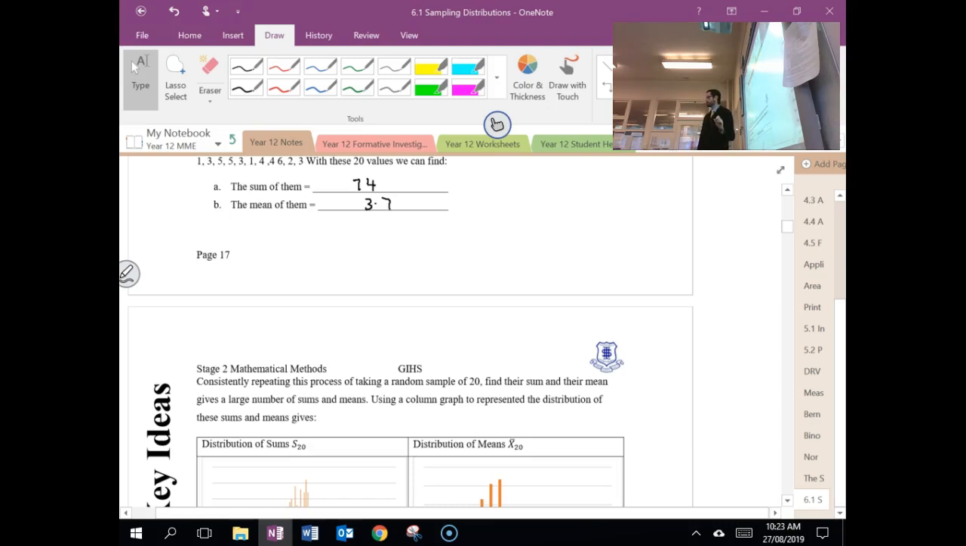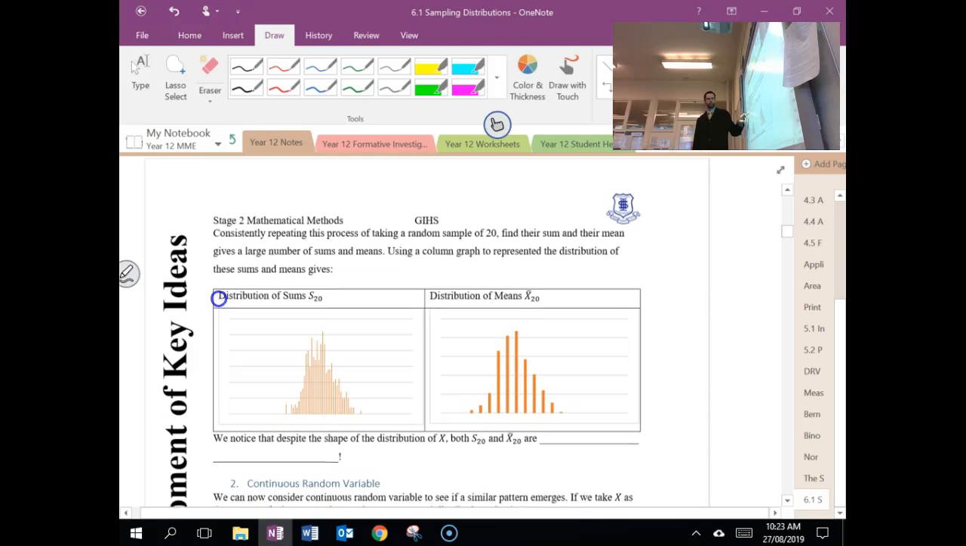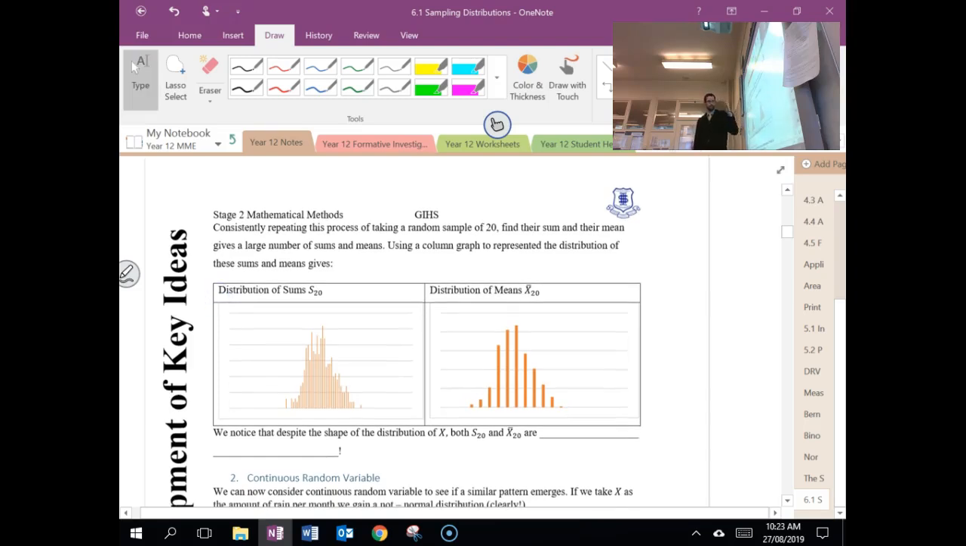Now in this case, the sums and the means will be discrete values. There's only certain values we can get. We can't get all values, so we draw a column graph. So, if I draw a column graph to represent the distribution of sums and means, what do you notice about the shape of that column graph, approximately? What's familiar about that shape?